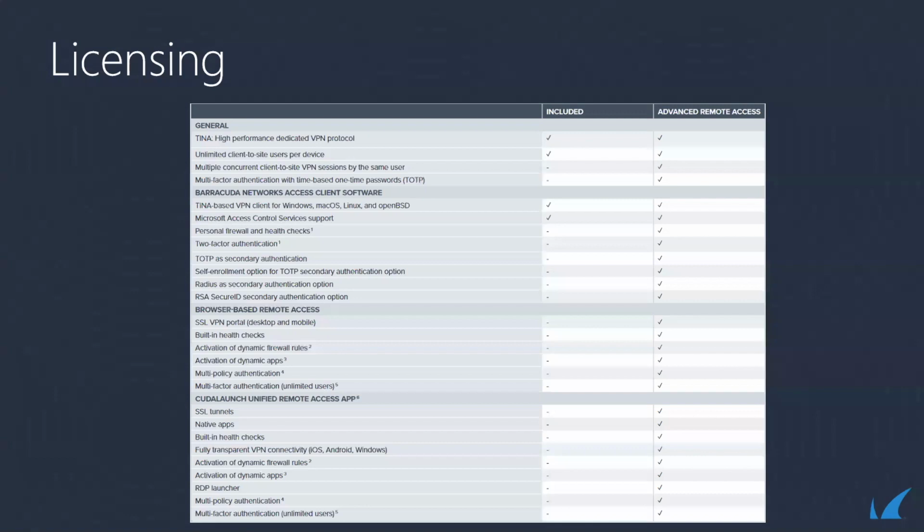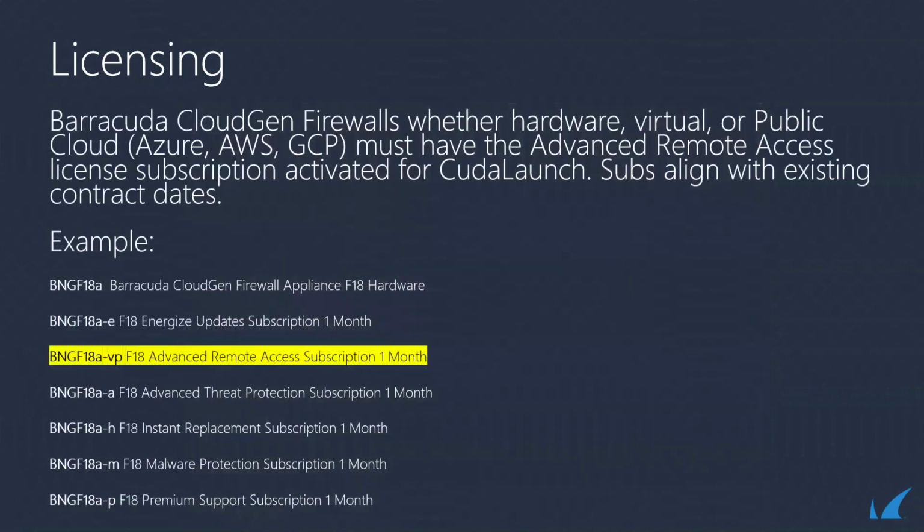Thanks, Steve. Regarding how this is all licensed, there are a couple remote access features that are included in the base level licensing called Energize Updates, such as unlimited client-to-site users per device, dedicated VPN protocol, and regular support and updates. To get the most remote features out of your Barracuda firewall and benefit from the solutions we've showed you today, you'll need to have the Advanced Remote Access subscription active on your contract. It is a simple add-on SKU that co-terms to the support dates on your existing support. There are no per-user licenses to worry about.